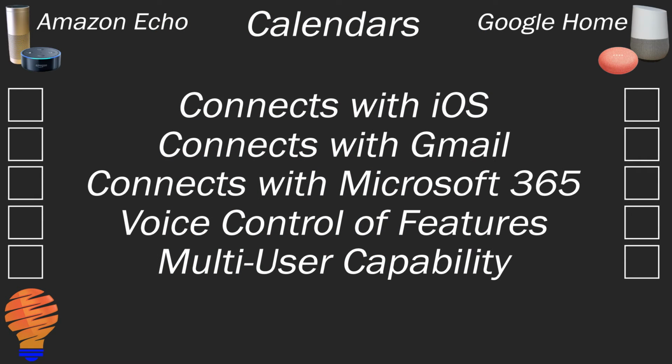Now moving on to our evaluation, here are the 5 indices that we're basically going to compare when we talk about these two devices. Can it connect with iOS? Can it connect with Gmail? Can it connect with Microsoft 365? And I'm going to fill those in really quickly here. Yes, the Echo can with all 3 of those, but we know that Google Home is only capable of connecting with the Gmail account.